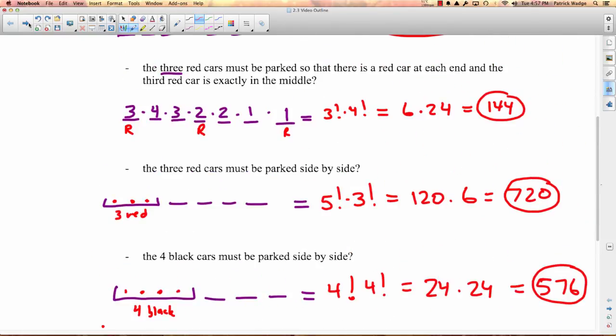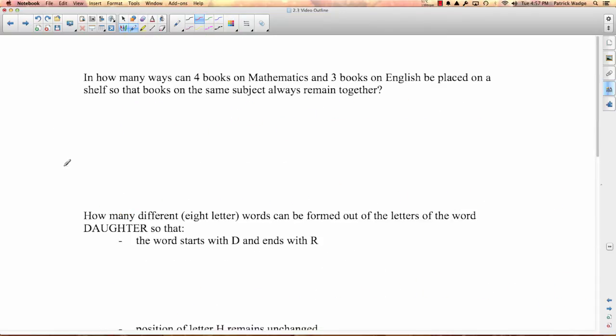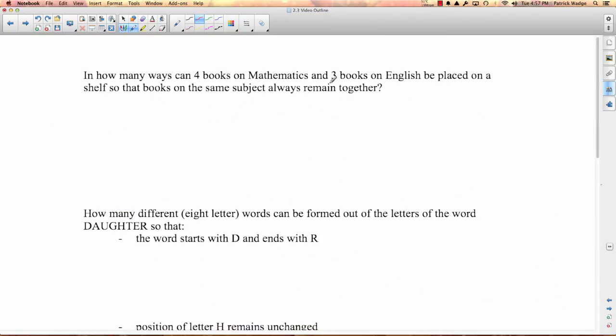Okay, enough about red cars and black cars. Let's do different questions. Oh, we still have 4 of something and 3 of something. That's too bad. This time we have 4 books on math. Nice. And 3 books on English. Okay. And they need to be placed on the shelf so that the books on the same subject always remain together. So we got to keep all our math books and all our English books together.